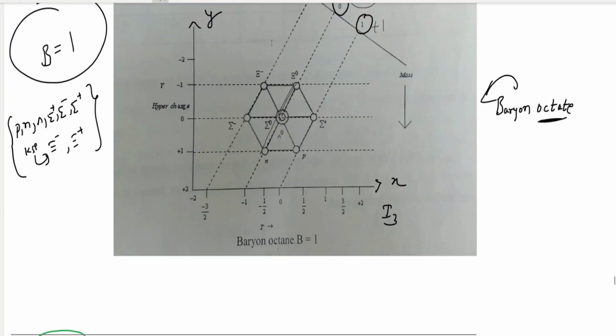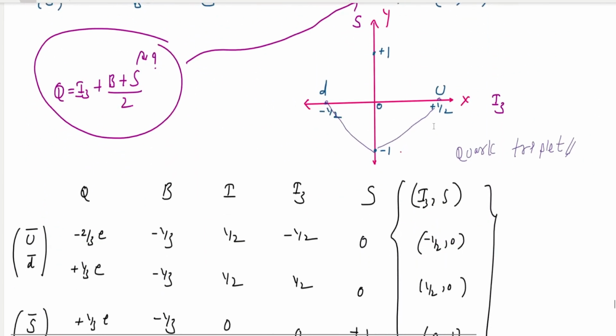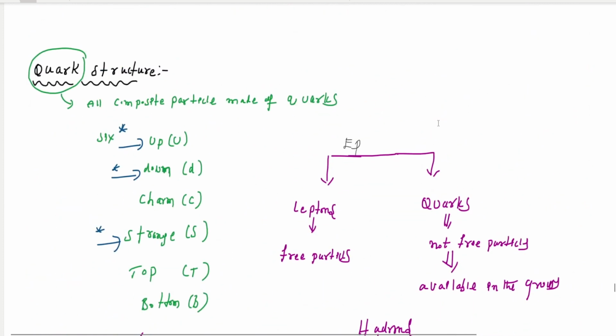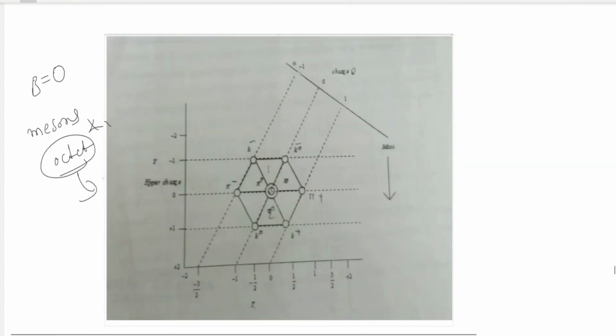Here also we can observe the same thing. I guess if you try to observe here, this is a triplet state. So this is the baryon octet state. This is the meson octet state. Likewise, you can arrange the mesons and different types of baryons.